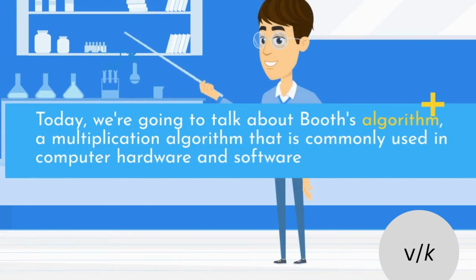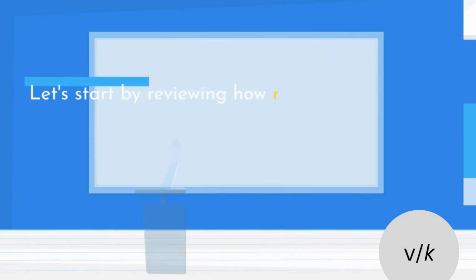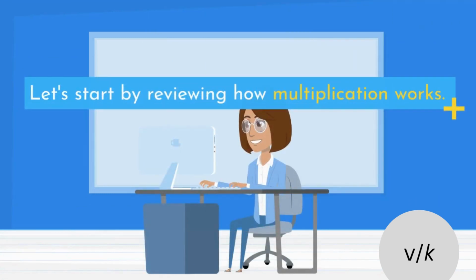Today, we are going to talk about Booth's algorithm, a multiplication algorithm that is commonly used in computer hardware and software. Let's start by reviewing how multiplication works.